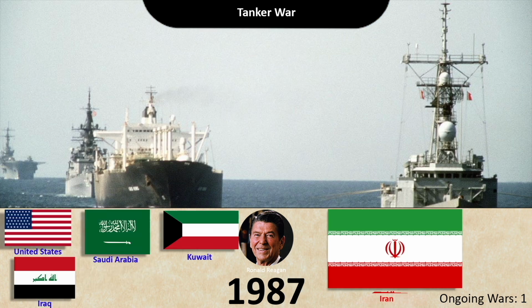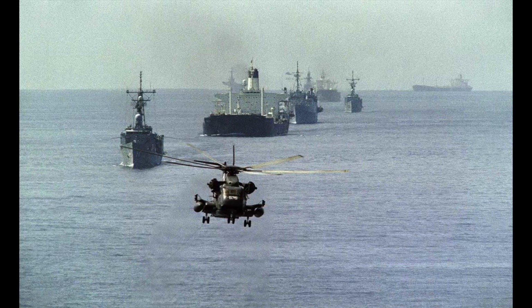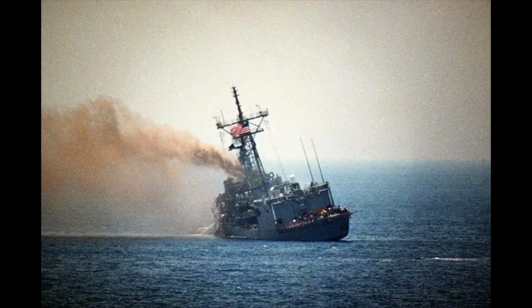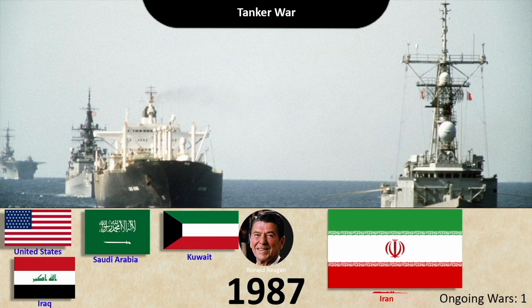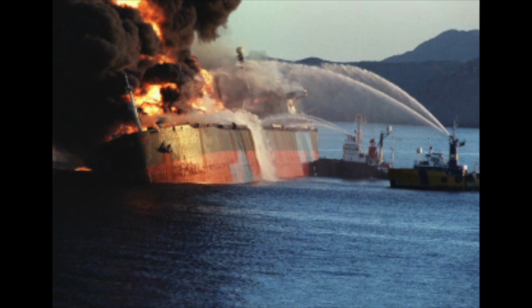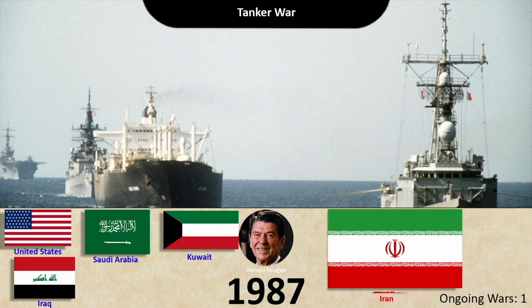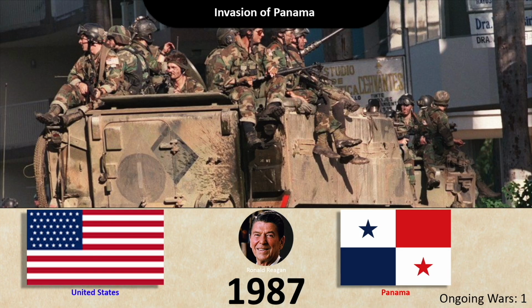The next year in 1987, we get the Tanker War, which was just a small series of armed skirmishes between Iran and Iraq against merchant vessels in the Persian Gulf and Strait of Hormuz. And this was a small conflict that was a part of the Iran-Iraq War. And the United States would eventually intervene in this conflict in 1986 to protect Kuwaiti tankers and would subsequently engage in confrontation with Iran. Now, 2 years later, in 1989, we'd get the invasion of Panama.